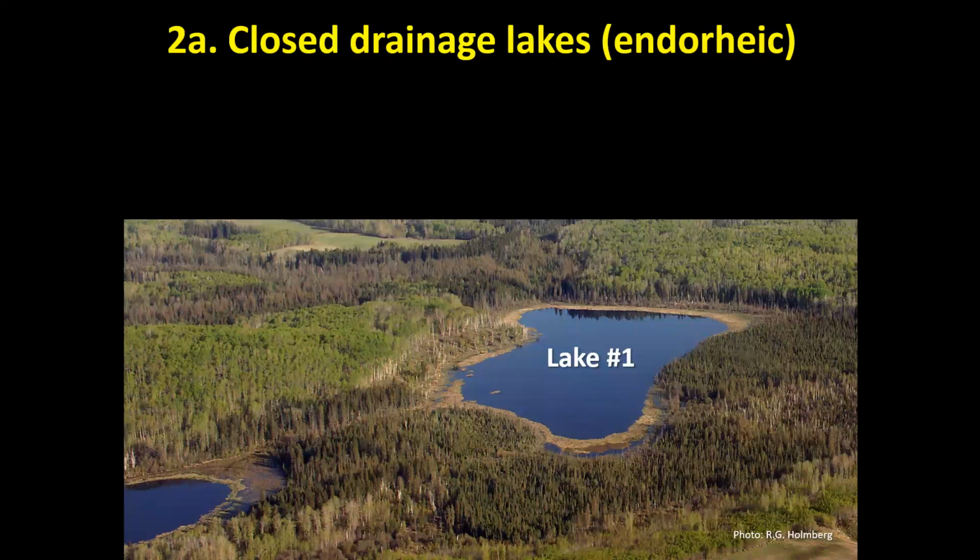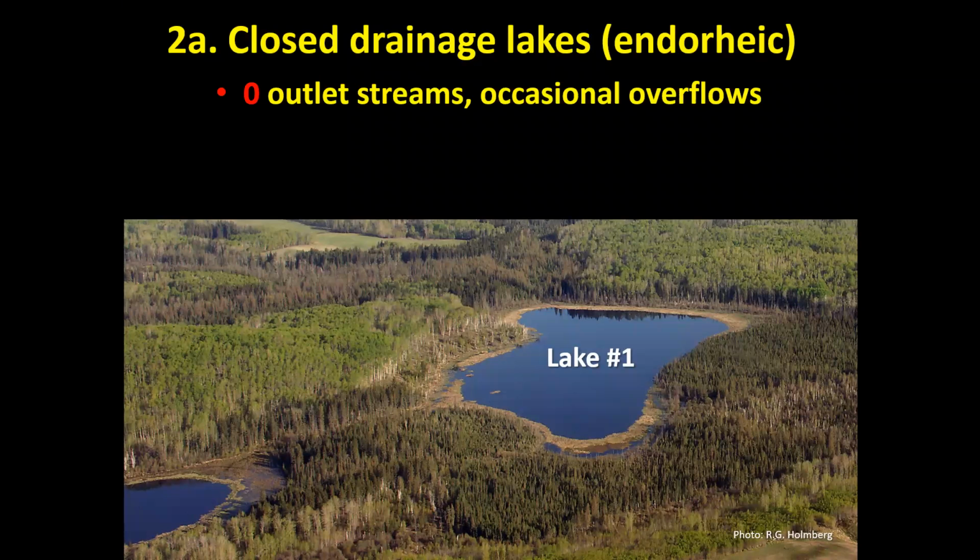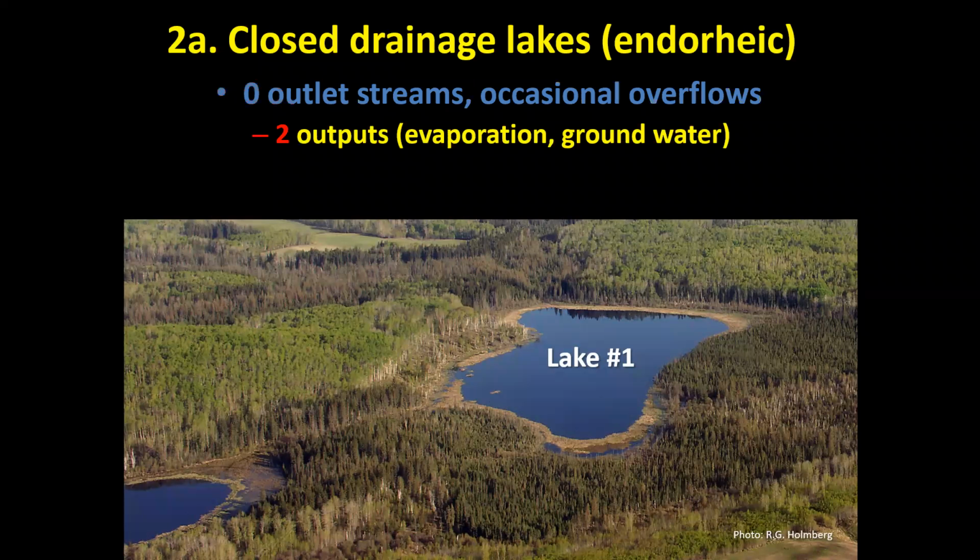So lake number 1 is a closed drainage basin lake, and that has 0 outlet streams, but occasionally it can overflow. Probably at one time, lake number 1 had a stream that flowed into lake number 2, but it's now been vegetated over, and there's probably a groundwater connection, but it's only limited to two outputs, evaporation and groundwater.